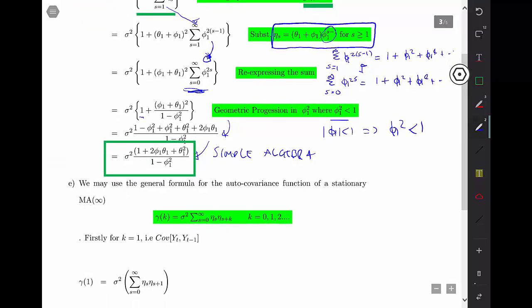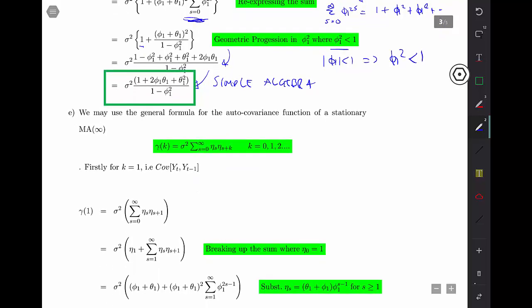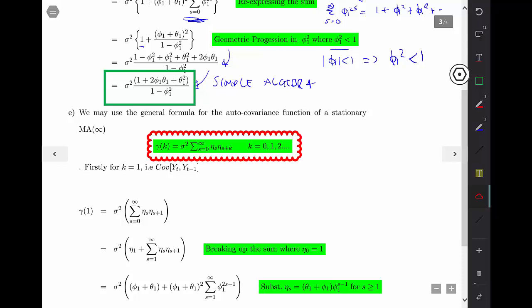Okay. So part E then, in a similar vein, we can now derive the variance, autocovariance function and the autocorrelation function. And again, the question didn't give you this, but you could have taken it from your notes. Remember the general formula for the covariance function of MA infinity is this.